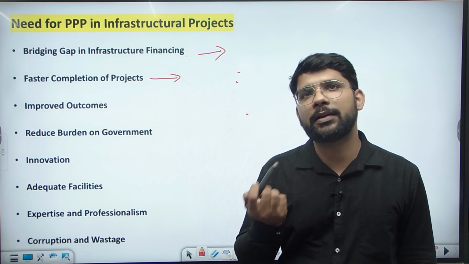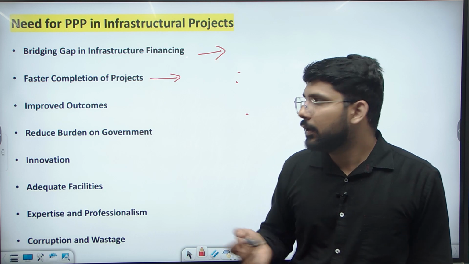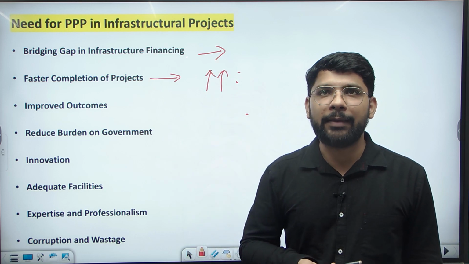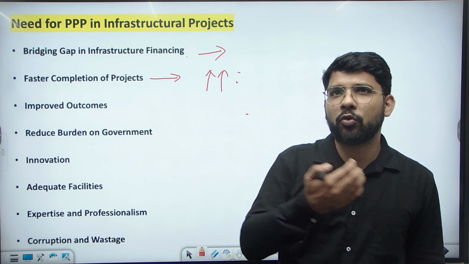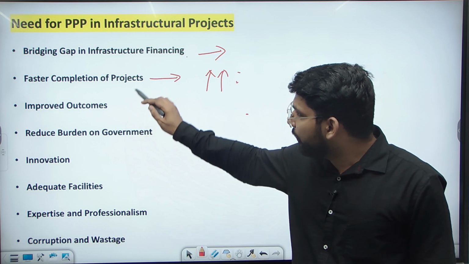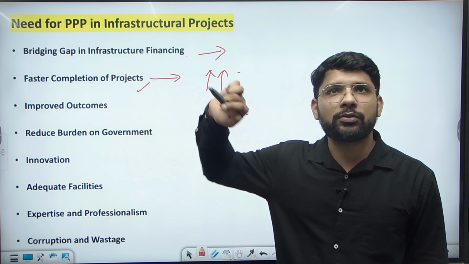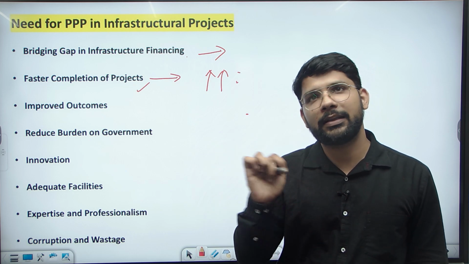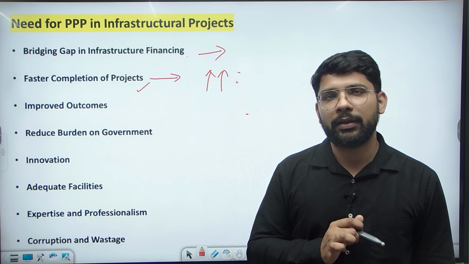Faster completion of the projects. If any project is done by a private player, we think that it will be completed on time or before time, whereas in government-related projects, there is always a delay. There's a delay of 6 months, 1 year, 2 years. So we can expect a faster completion of projects on the PPP model, because during the signing of the contract between the government and the private player, there is a timeline given in the projects.